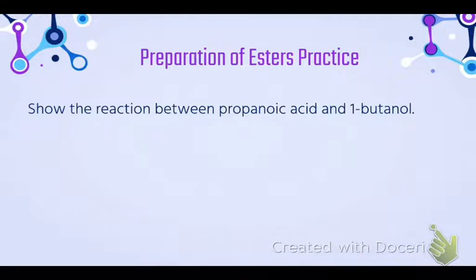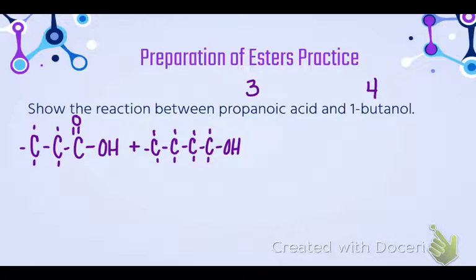So here we're going to actually write out the whole entire reaction. So our question is to show the reaction between propanoic acid and 1-butanol. We know that propanoic acid is 3 carbons, so we have 3 carbons there, and we know that 1-butanol is 4 carbons, and we have the alcohol group on carbon 1. So I've written out the compound structures, and now we're going to do this reaction.